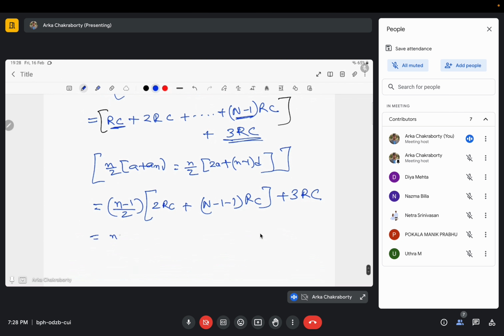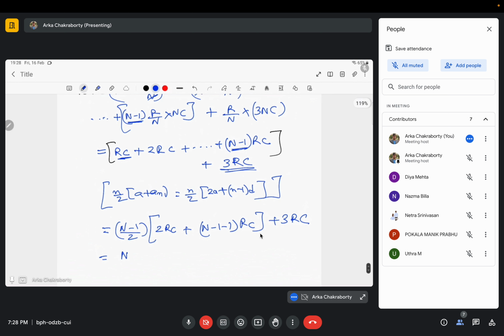Solve it. How much is it? N minus 1 by 2. It is not small n, it is capital N. It is N by 2, right? So N minus 1 by 2.